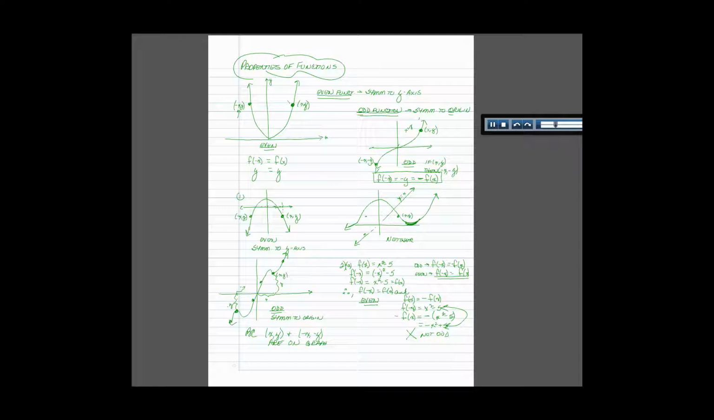Okay, let's go to B. We've got g of x equals x cubed minus 1. Now let's think. We want to test and we want to see what is g of negative x. Because if g of negative x equals g of x, then it is even. And if g of negative x equals negative g of x, then it is odd. So we're going to test. That's the key. G of negative x.